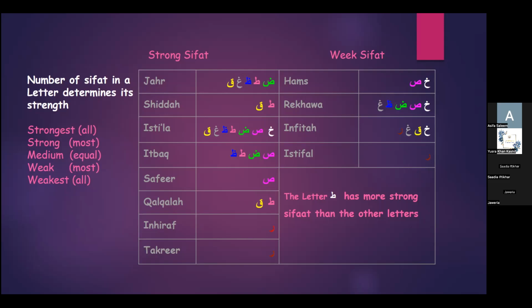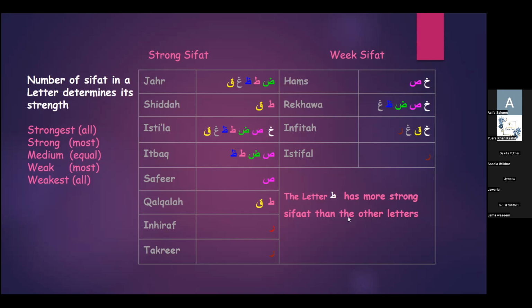Now, we have the sifat which are stronger than the others. So the stronger sifat a letter has, the heavier it will be. The tafkheem would be stronger in those letters. So let's see what are the strong sifat and which are the weaker sifat. The strong sifat are jahar, shidda, isti'ala, itbaq, safir, qalqala, inhiraf, and at-takrir. I have colored them, and each letter gets at least 5 sifat, and the letters which take more strong sifat will be heavier.